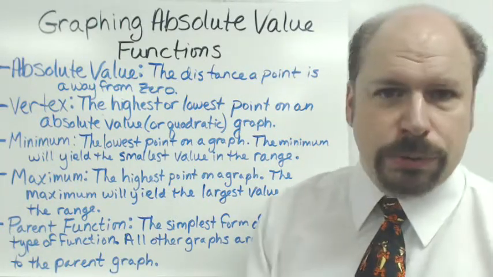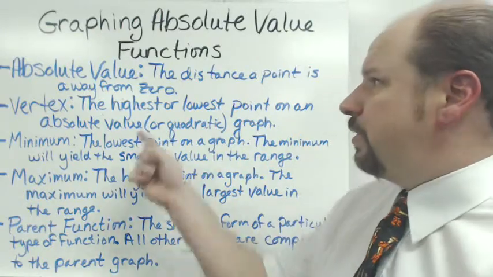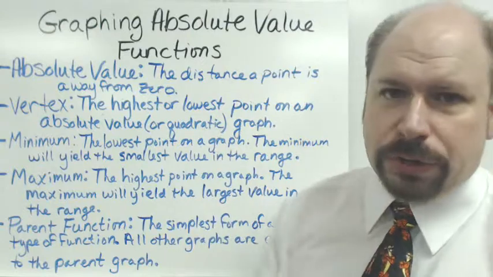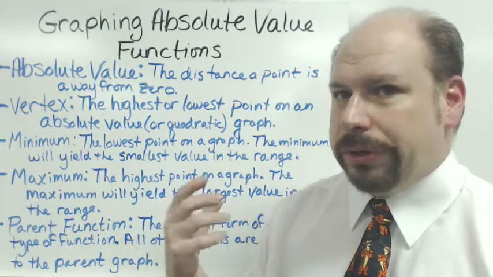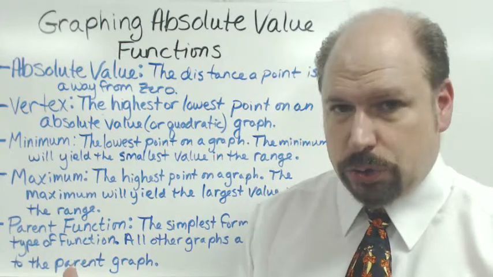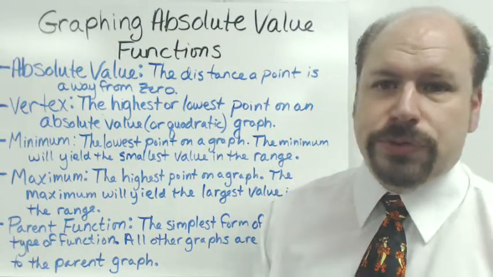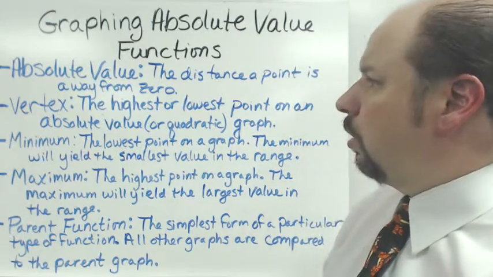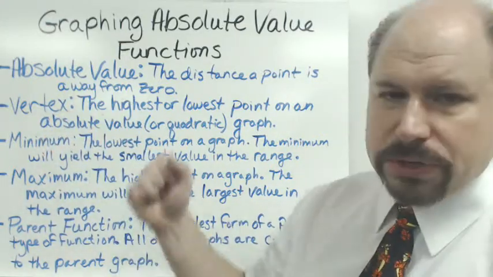So first, just a reminder of what an absolute value is. Remember, the absolute value is just the distance a point is away from zero. So the absolute value of 2, because it's 2 units away from 0, is 2. And the absolute value of negative 2, because it's 2 units away from 0, is also 2. Okay?